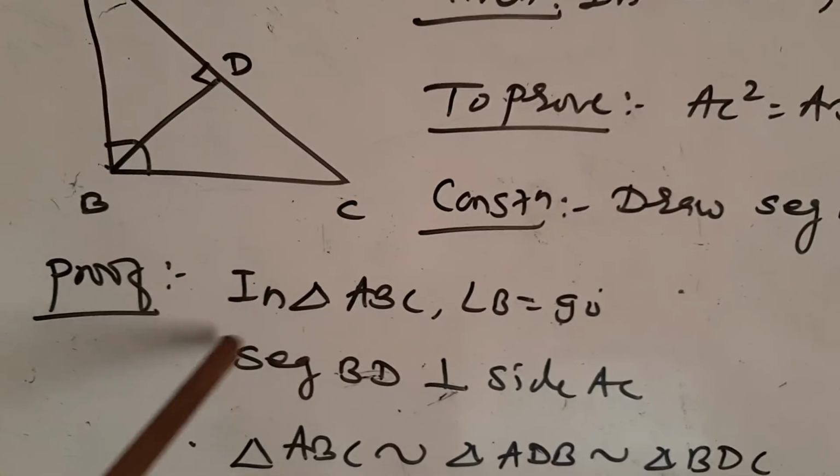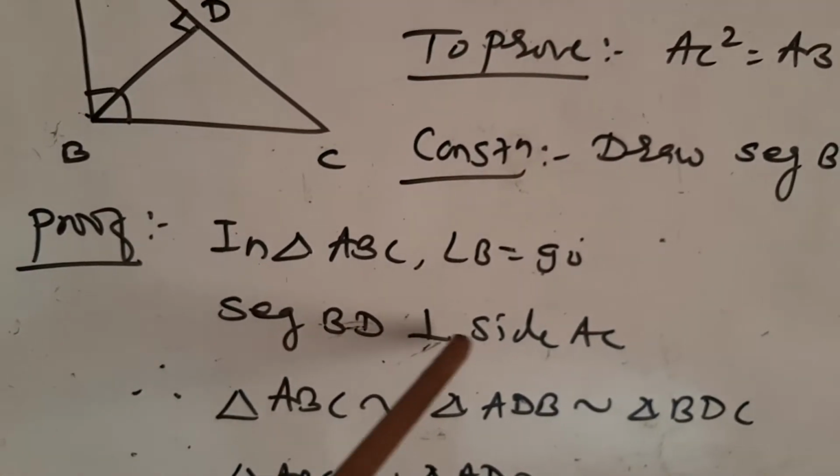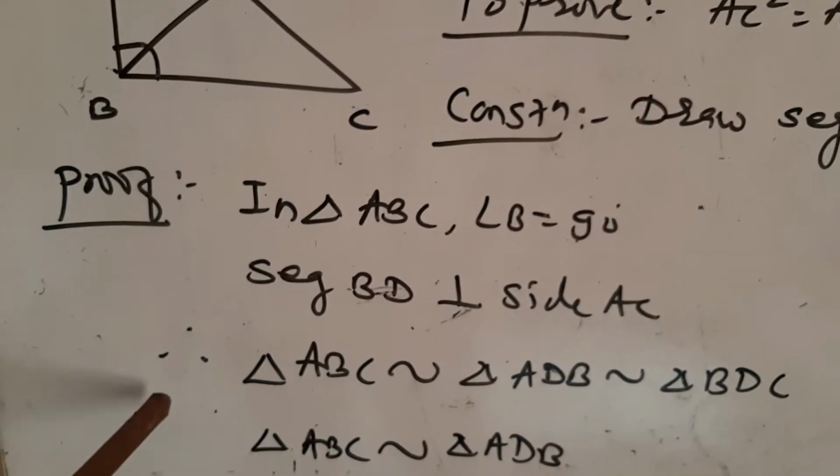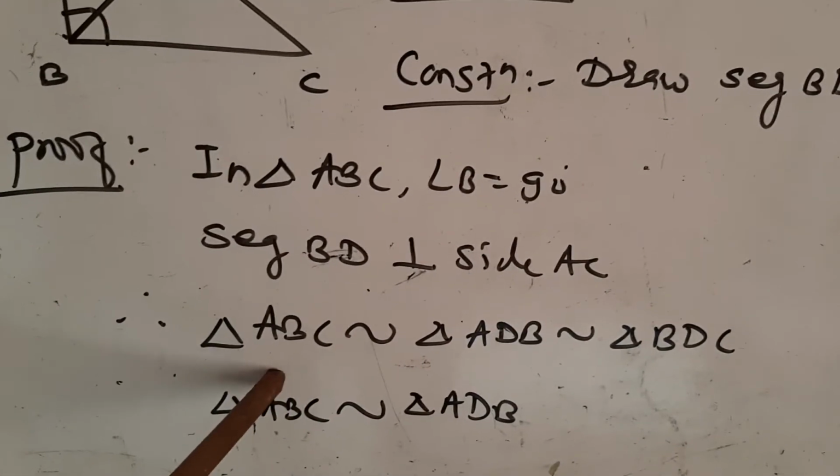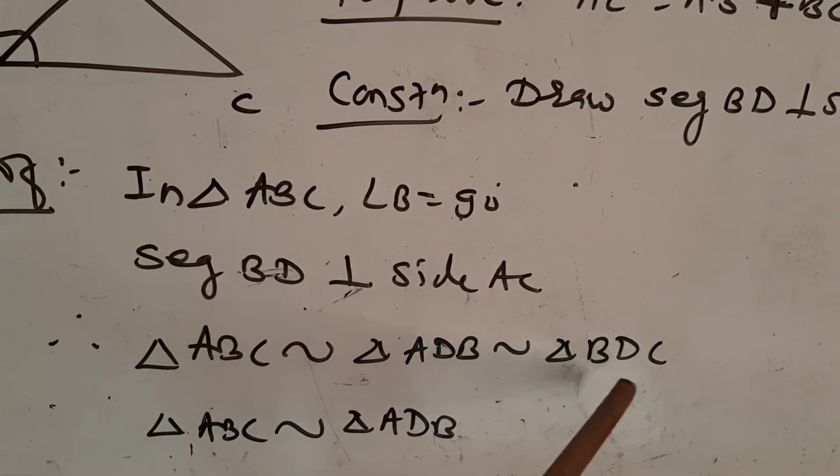In triangle ABC, that angle is 90 degrees, BD perpendicular to AC. So we use the right angle triangle and similarity. Due to that perpendicular, all the three triangles are similar. Triangle ABC is similar to triangle ADB, which is similar to triangle BDC.